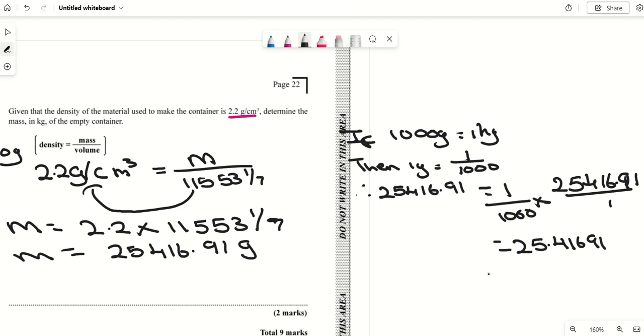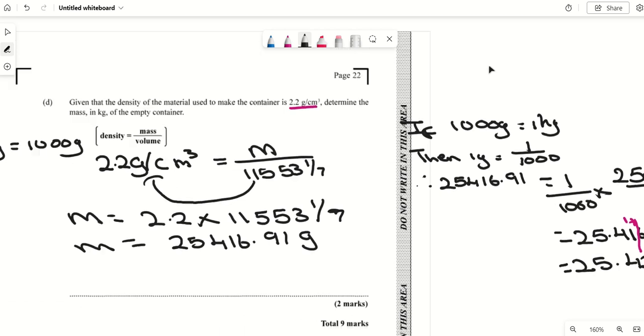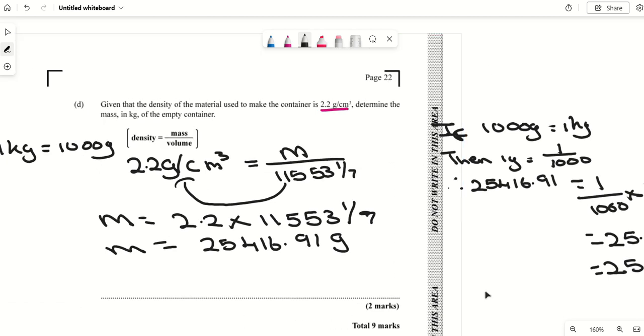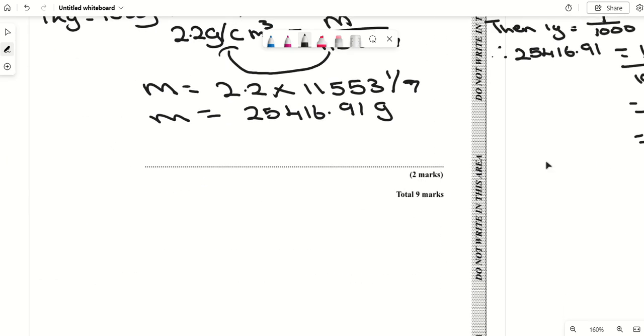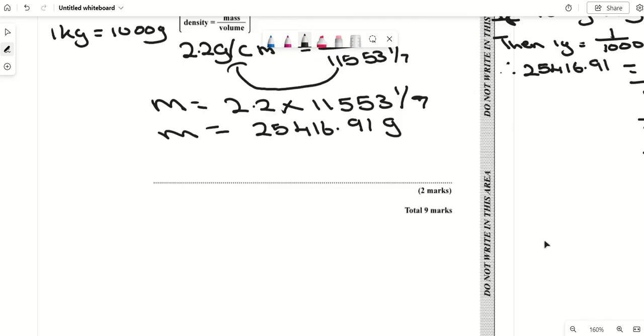25.41691. Remember, we always give our answer to 2 decimal places. Our line is drawn between the 1 and the 6. The number after our line, which is 6, is more than 5, so you have to add 1 to the figure in front of our line. So it'll be 25.42 kilograms. And that is your answer for the last part, part D in number 6. And that is the end of January 2019.